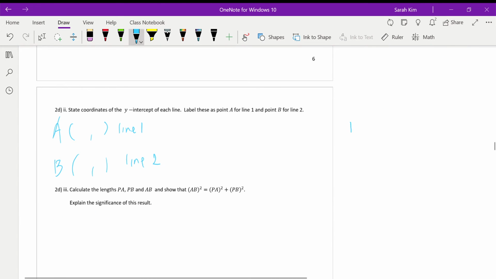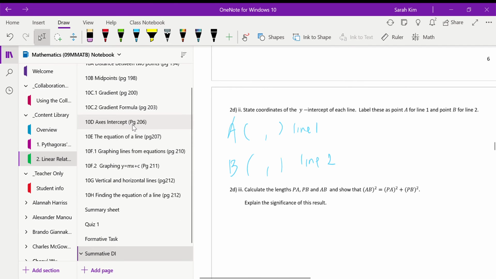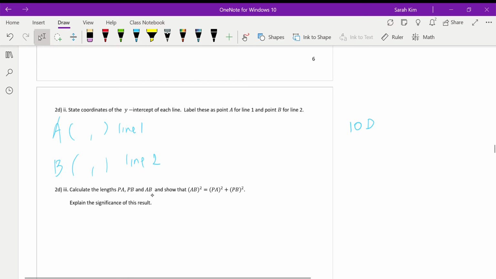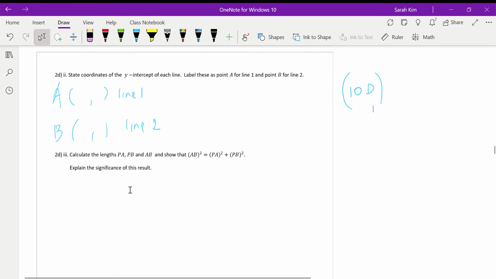Section 10, let's have a look. 10D, axis intercept, will help you with it. So have a look if you need more help.